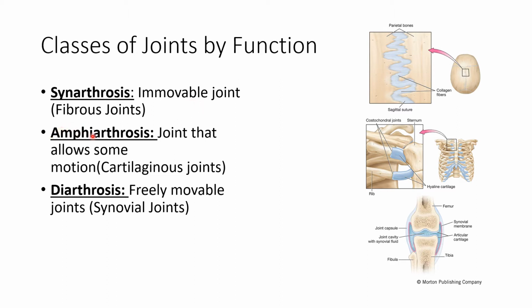Also an amphiarthrotic joint. This joint is going to allow for some motion. An example of these are your cartilaginous joints. An example would be between your vertebrae, where the joint is called the intervertebral joint. Also diarthrotic joints. These are freely movable joints. These are going to be your synovial joints. You can take a look right there.